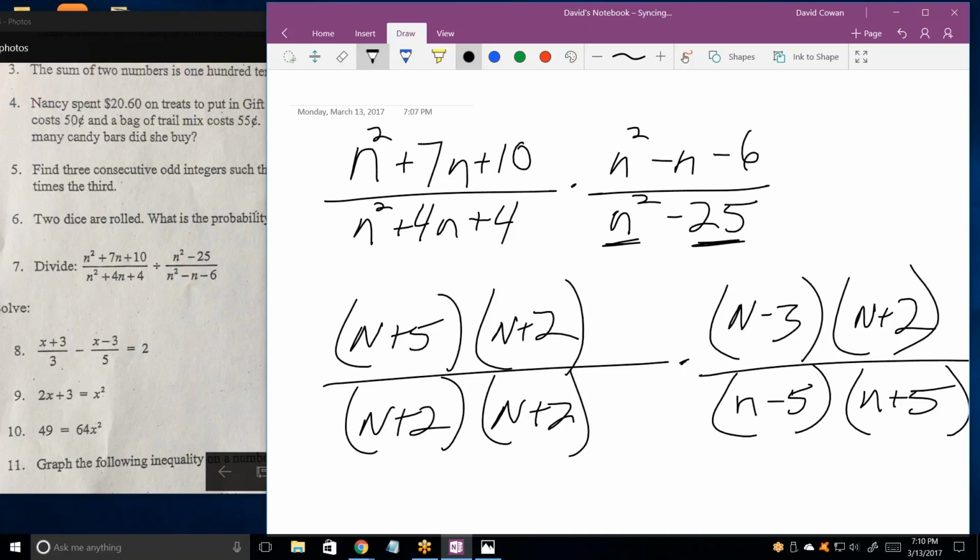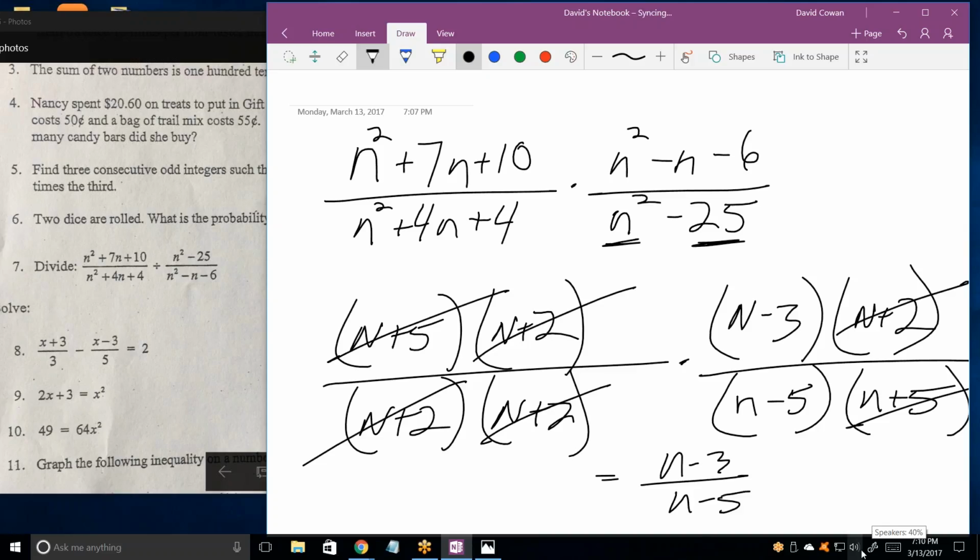In other words, I got an n plus 2 there, I got an n plus 2 there. I got an n plus 5 there, I got an n plus 5 there. I got an n plus 2 there, I got an n plus 2 there. And the only thing I'm left with is an n minus 3 in the numerator and an n minus 5 in the denominator. That's my answer.